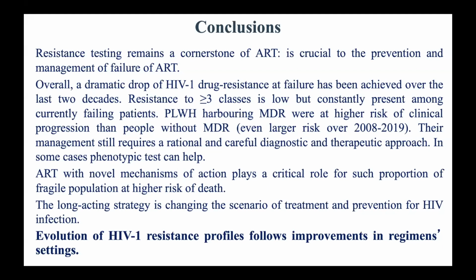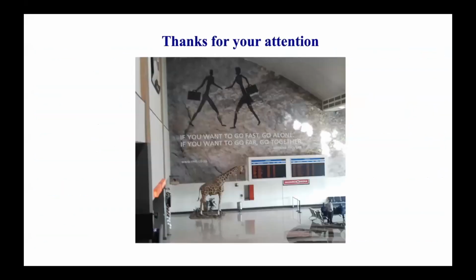But new mechanisms of action can be very good for all patients, and particularly some new drugs with a long-acting strategy can be very useful and can change the scenario for treatment and for thinking about prevention. If you can provide one injection every 3 or 6 months, of course, that makes a big difference. And so the evolution of the HIV resistance profile follows, of course, the improvement in regimen setting. So we always need to be updated.